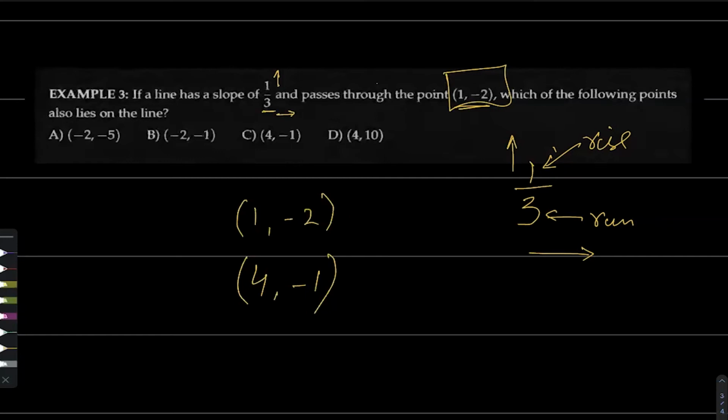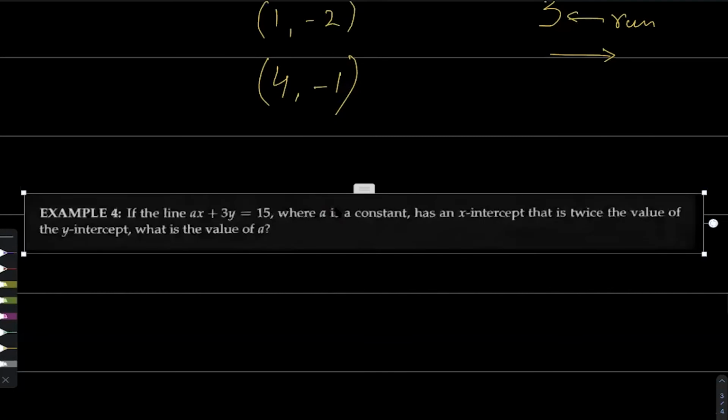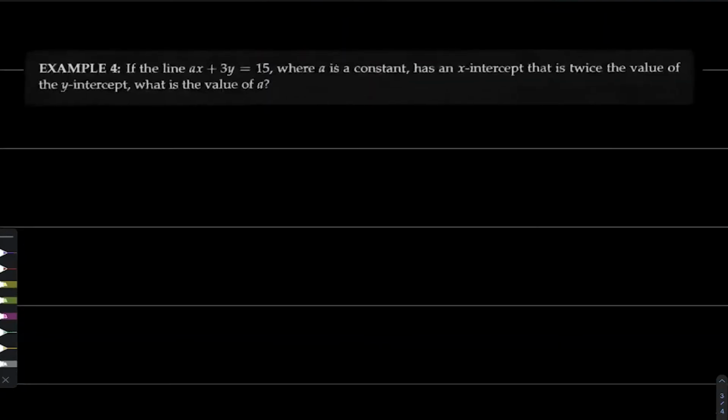Okay? Now, another thing is that if you have two lines and you simplify them or solve them simultaneously, then you end up with a point where they intersect.